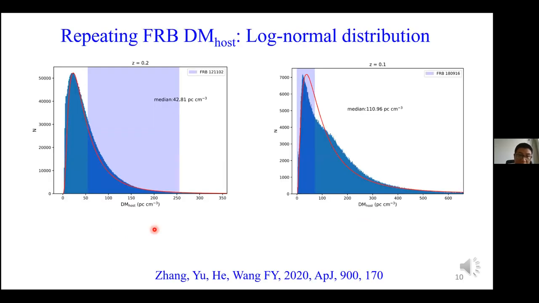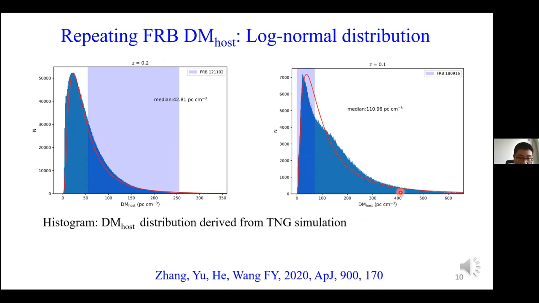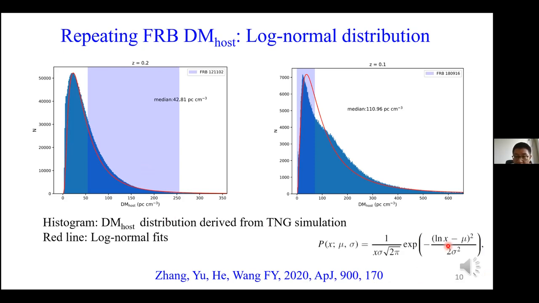Below, we show our results. For repeating FRBs, the left is for FRB 121102, and the right is for FRB 180916. The histograms show the DM distributions derived from the TNG simulation, and the red lines show the lognormal function fits. The lognormal function is shown in this equation. The shaded region is the observational constraint on the host DM.